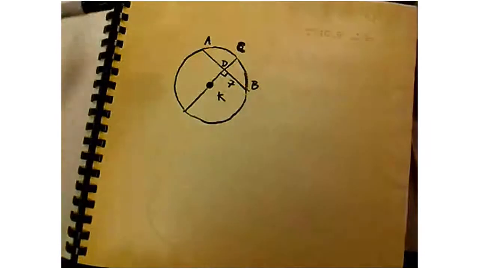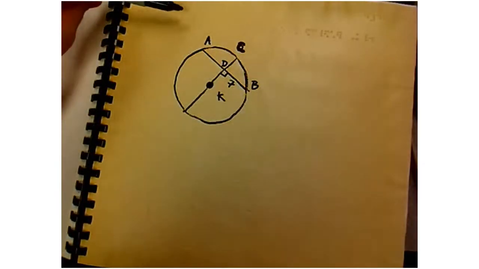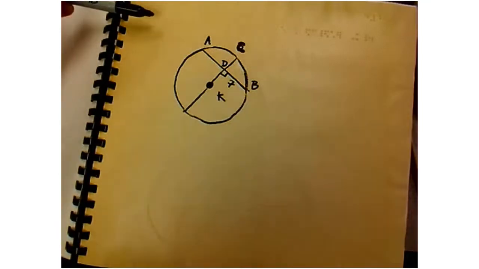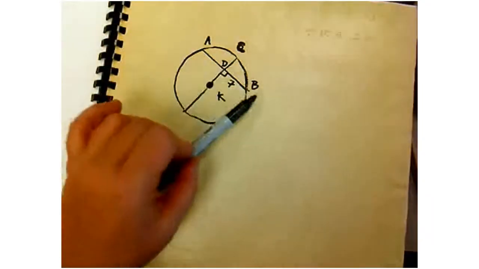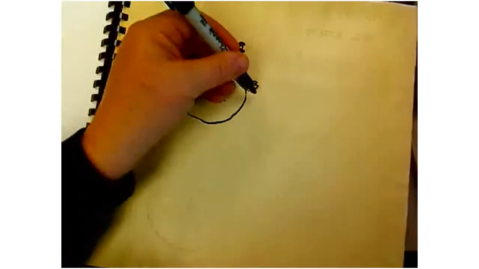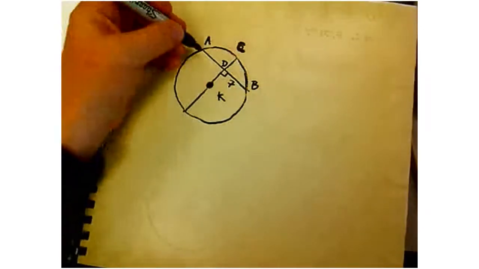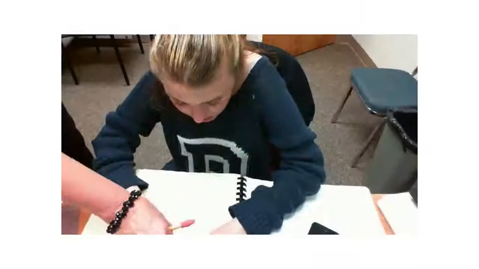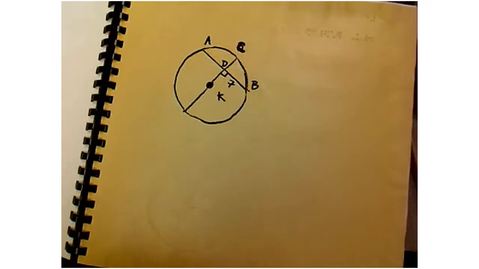And the question for this is, it says find each measure in each circle K. And for this one, they want to know AB. So if we know DB is 7, what is AB? AB is 14. That's right. Because what is AD? 7. From here to here, 7.